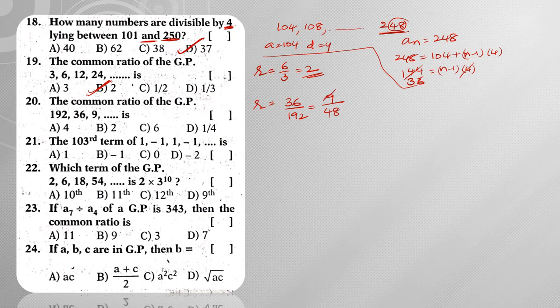So 3 table, 3 3s are 9, 3 16s are 48. Then is there any further calculation? So there is no possibility for this, right? If you consider second and third, so 9 by 36. So 9 by 36 is nothing but 1 by 4. Then what is the problem with this question?